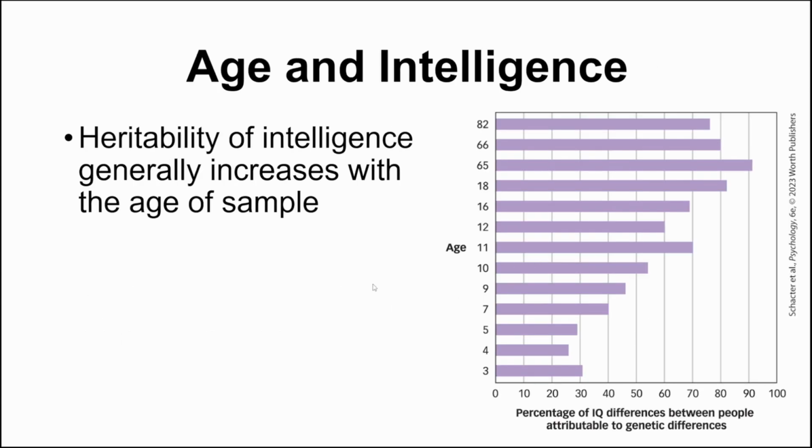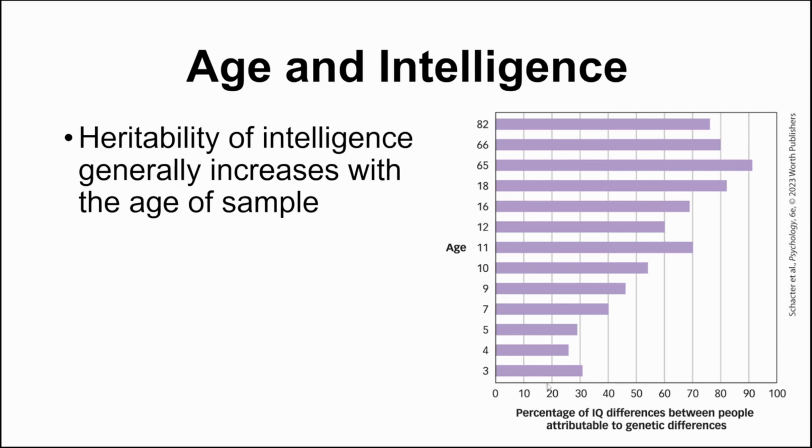All right, now back to where we were before I realized I missed something. This is looking at age and intelligence and the fact that when we start quantifying heritability, it actually increases as we start looking at individuals who are older. So when we look at, say, toddlers getting into the 3, 4, 5 years of age range, here we're saying the percentage of IQ differences between people attributable to genetic differences. This is going to be our heritability, basically.